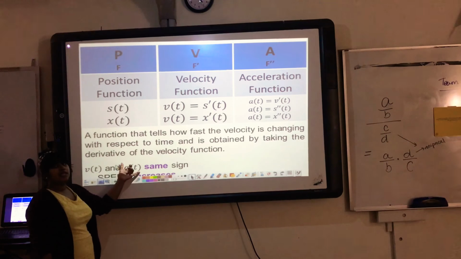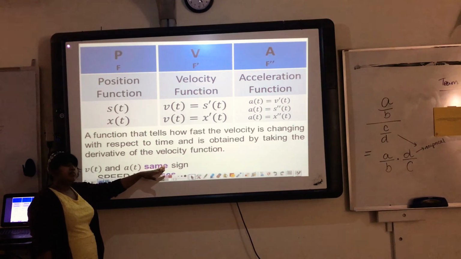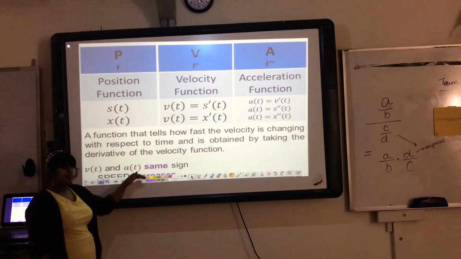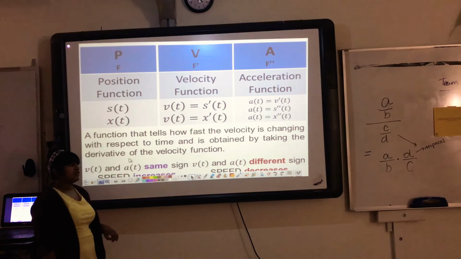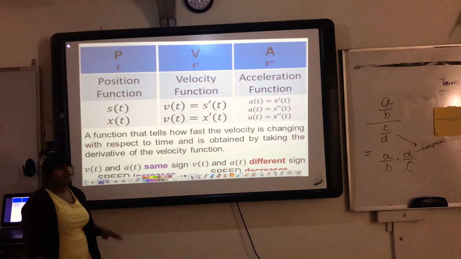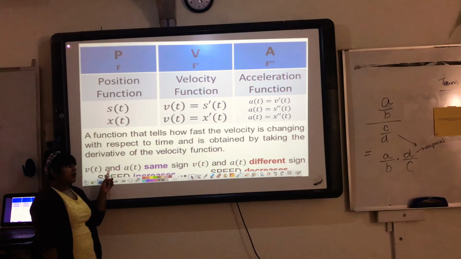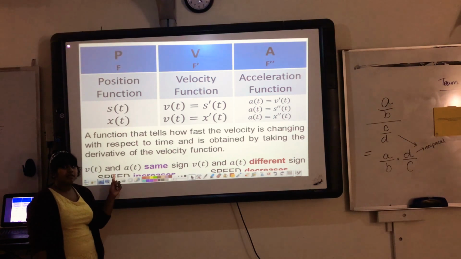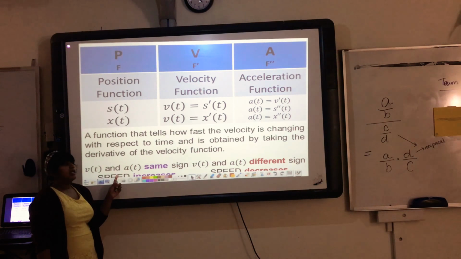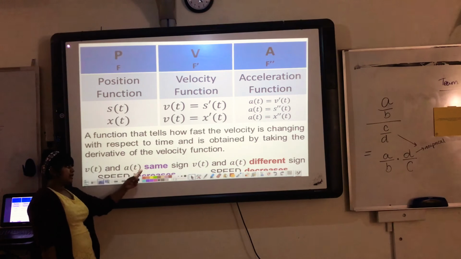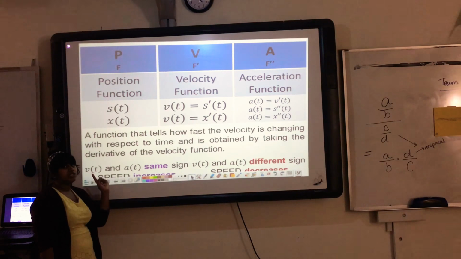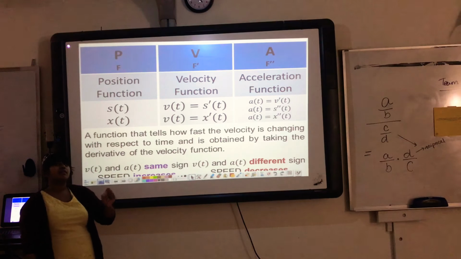If acceleration and velocity have the same sign, then my speed is increasing. If acceleration and velocity have different signs, my speed is decreasing. Here's where I saw a lot of mistakes with you guys last semester. So I want you to know, whenever you see the word speed, we're not talking about velocity. Typically, we are talking about the relationship between acceleration and velocity. So if you see the word speed, you should be looking for the relationship between velocity and acceleration, specifically their signs.